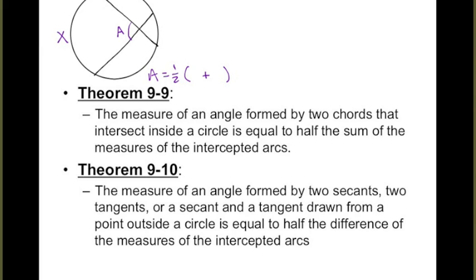But then a long time ago, we learned about special angles called vertical angles. So whatever angle A is, that angle that's across from it should be the same thing. And across from that angle, I'll call that arc Y. And this theorem tells us that angle A and its vertical partner, because they're the same size, will be equal to half the sum of those two arcs.